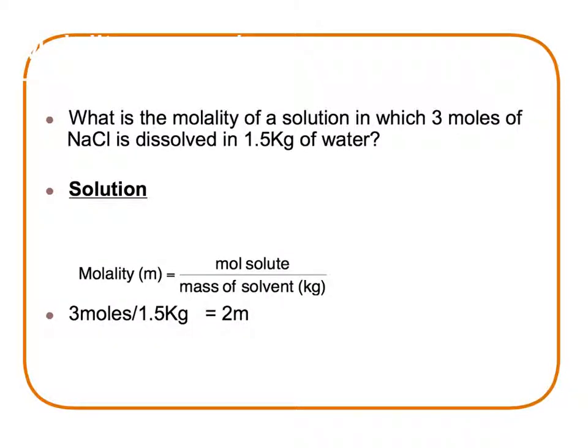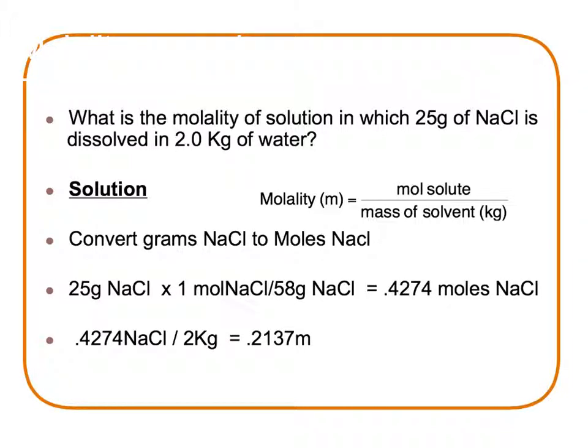Here we have a second molality problem. Now in this one we have 3 moles of sodium chloride dissolved in 1.5 kilograms of water. Remember that molality equals moles of solute over mass of solvent in kilograms. 3 moles of sodium chloride divided by 1.5 kilograms of water, and we get 2 molality for the answer.